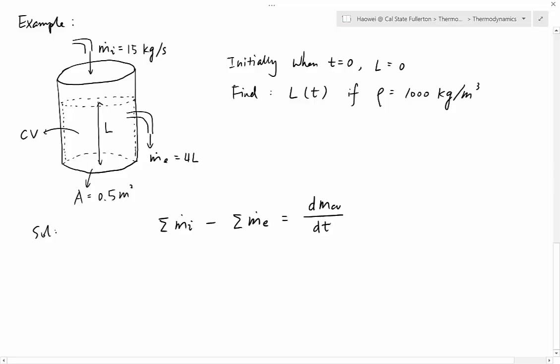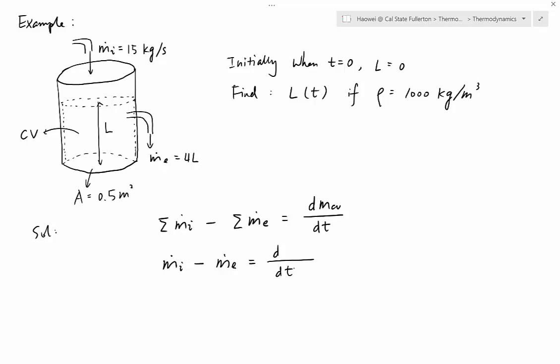Okay, but the good news is we only have one inlet and one outlet. So there's no need for us to use the sigma sign. So m dot I minus m dot E, and then the right hand side d over dt. What we're going to do is rewrite the mass of the control volume. Because we're looking for length L, we want to have L show up in my equation. But at this moment, L still doesn't show up. So let's find a way to have L show up in this equation.